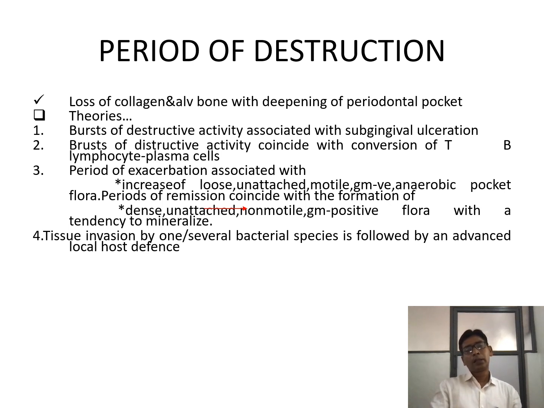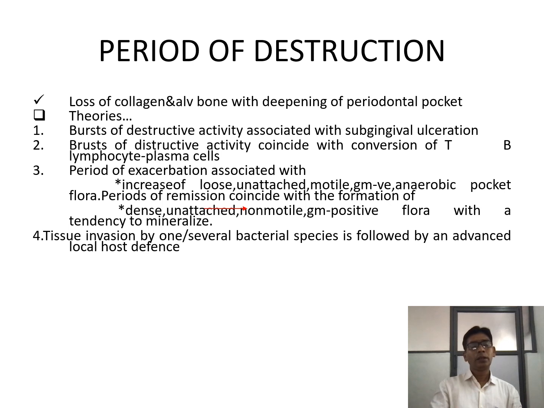Now, they came to the conclusion that because of the constant destruction and constant repair activity occurring between the host and the periodontal pocket, the destruction of periodontal disease occurs in bursts, and they came to the theory we call the burst of destructive activity, that destruction of the periodontal pocket is not a constant phenomenon. And this burst of destructive activity will coincide with the conversion of the T lymphocytes into B lymphocytes, wherein the plasma cells or the B lymphocytes will increase.